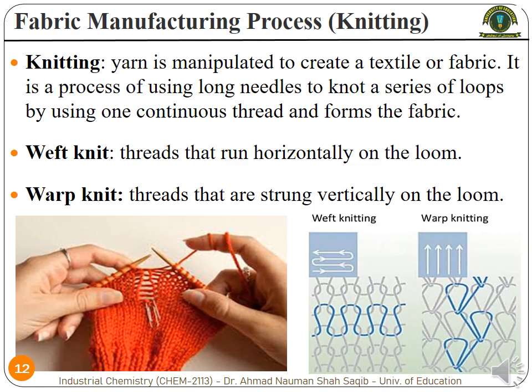If the thread is moving horizontally on the loom or the needles we are using, that is called weft knitting, in which weft is a yarn that runs back and forth here, not up and down. But if we look at warp knitting, here the yarn moves up and down. So it is a process in which the threads are strung together vertically on the loom.